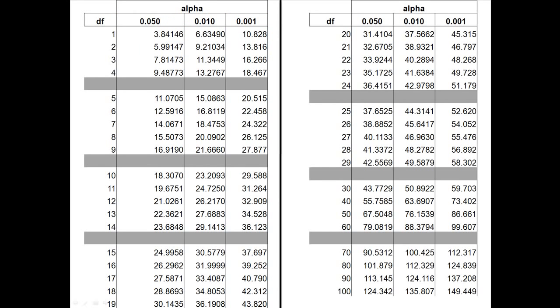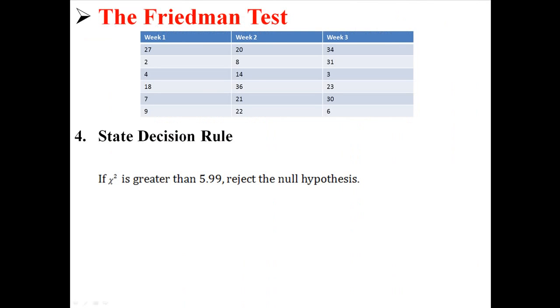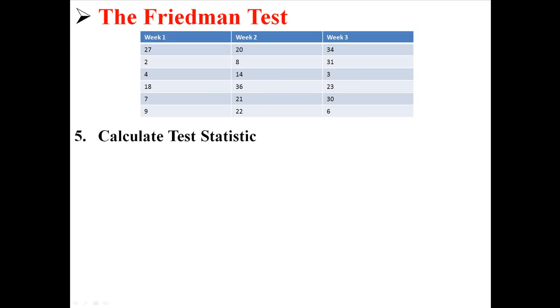Now this is going to follow the chi-square distribution. So looking at this chi-square table, with an alpha level of 0.05 and 2 degrees of freedom, we find a critical value of 5.99147. That means that if we calculate a chi-square value greater than 5.99, we're going to reject the null hypothesis. Next, we will actually calculate that value, which is our test statistic.